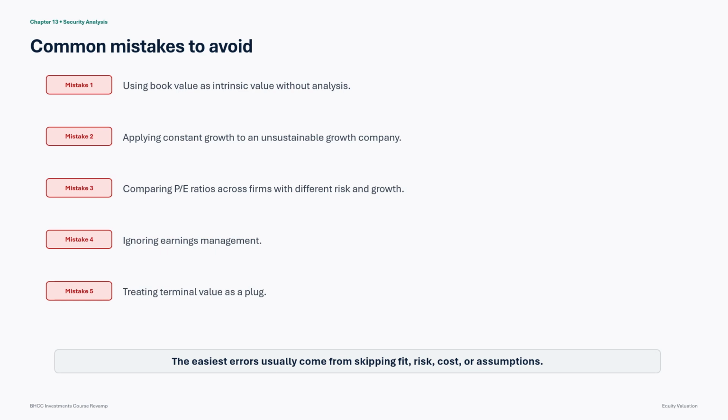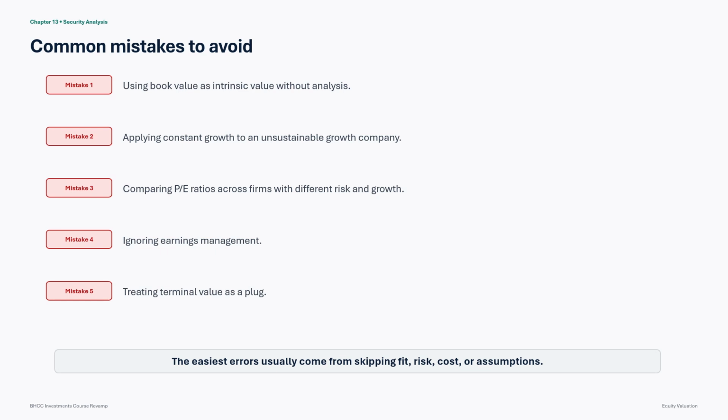Mistake 2 is applying constant growth to an unsustainable growth company. A firm cannot grow faster than the economy forever. High growth businesses require a multi-stage model that eventually transitions toward a mature growth rate and realistic return on capital. Mistake 3 is comparing PE ratios across firms with different risk and growth. 2 companies can share an industry label while differing in leverage, margins, cyclicality, accounting, reinvestment, and competitive advantage. A multiple comparison is only as good as the comparability.